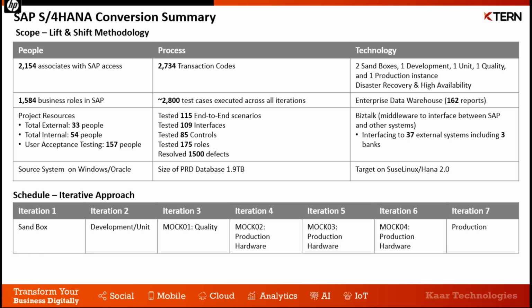We had users of about 2000 plus using 2734 transactions, and we have executed 2800 test cases in all iterations we have done, and 115 end-to-end scenarios, 109 interfaces, 85 controls with 175 roles. 35 interfaces, including 3 banks, were connected with the current ERP system.